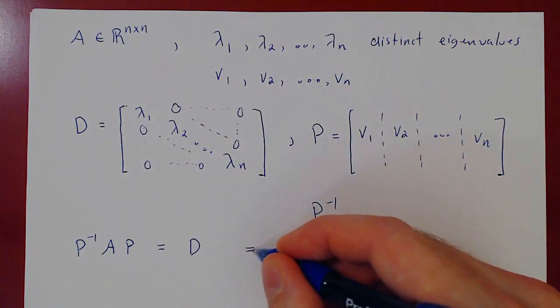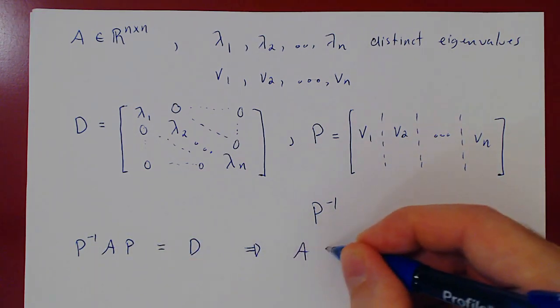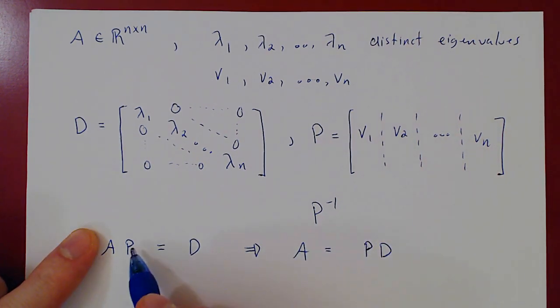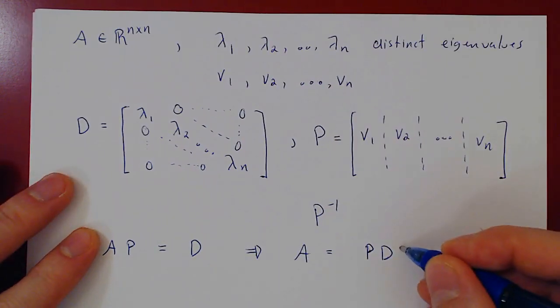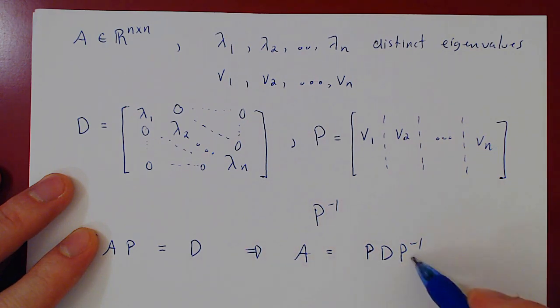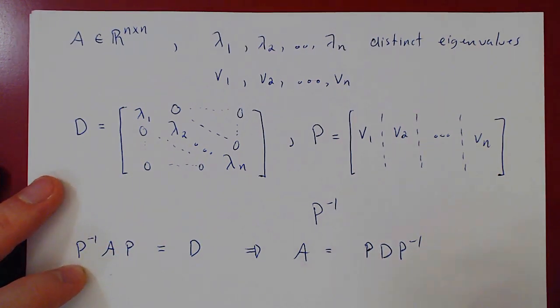Therefore, if you isolate for A, multiply by P on the left to cancel P inverse, so you'll have PD on the left. So then this will be gone. To cancel P on the right, multiply by P inverse from the right. So you have D P inverse, and the P inverse will cancel the P here. So you'll be left with A is P D P inverse.